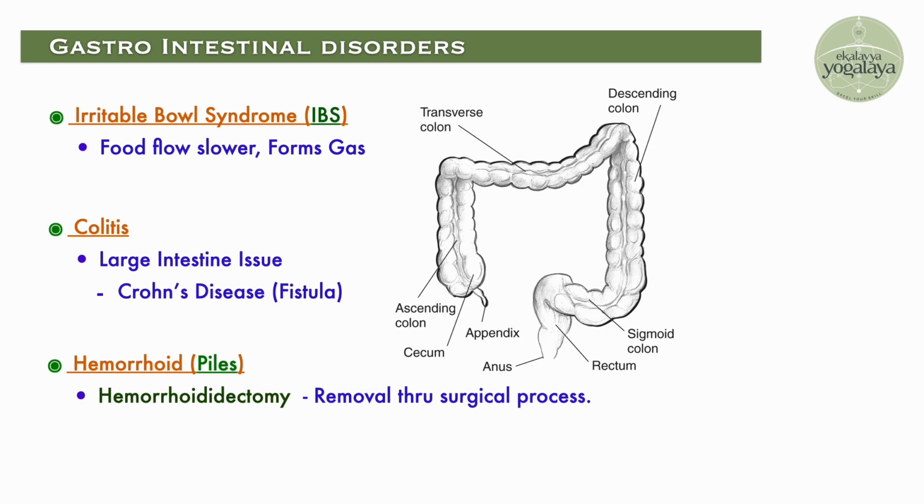Irritable bowel syndrome, IBS: food flow is very slow, which forms gas. Next, colitis, a large intestine issue, also called Crohn's disease, fistula. Hemorrhoids, piles, hemorrhoidectomy, the process of removing the piles with a surgical process.